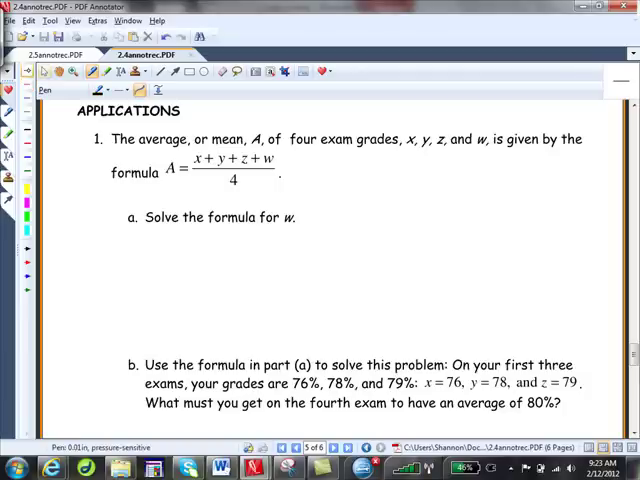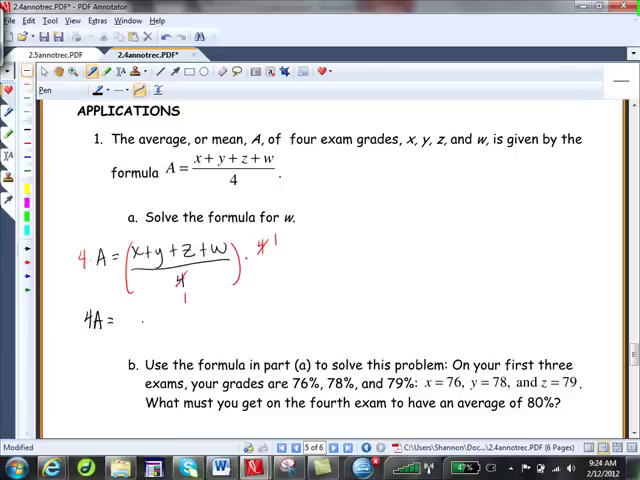So here we'll practice by solving the formula for W. So let's rewrite the general formula. How do I isolate W? Good. I would need to multiply both sides by 4 in order to divide out that 4 here, or get rid of that 4. So now I have 4A is equal to X plus Y plus Z plus W.